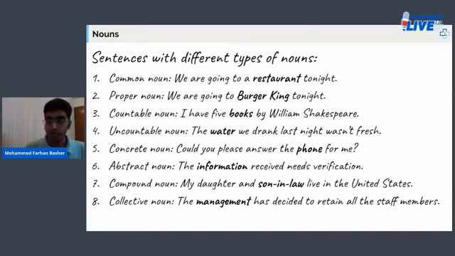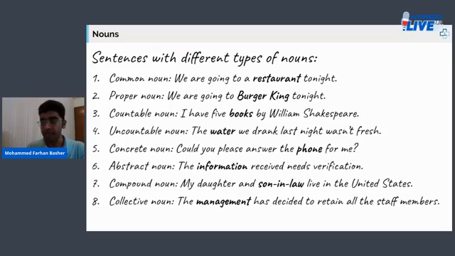Okay. Compound noun. My daughter and son-in-law live in the United States. Here, as you can see, son-in-law is a compound noun. Why? Because you've got three words here, right? Son, in, and law. So three words put together to make one complete sense, to name one person. Therefore, this compound noun is hyphenated, so this is a hyphenated compound noun. All right.